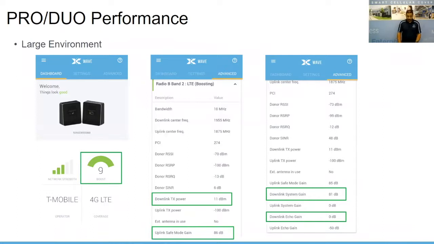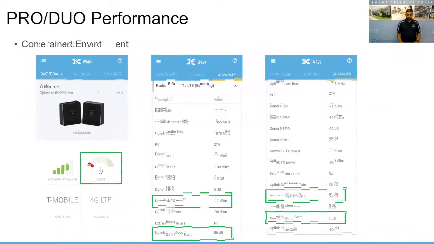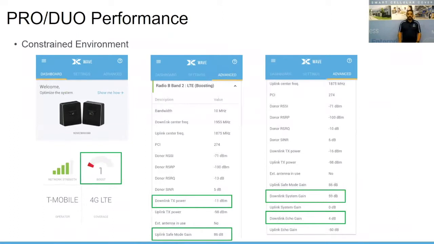Again, we're going to bring these extremely close together. So we're going to force what would normally cause oscillation. Now, when we do that, the incoming signal strength is nice and strong, but we see that our boost level has reduced to a 1. So the wave application, again, is very, very intuitive.